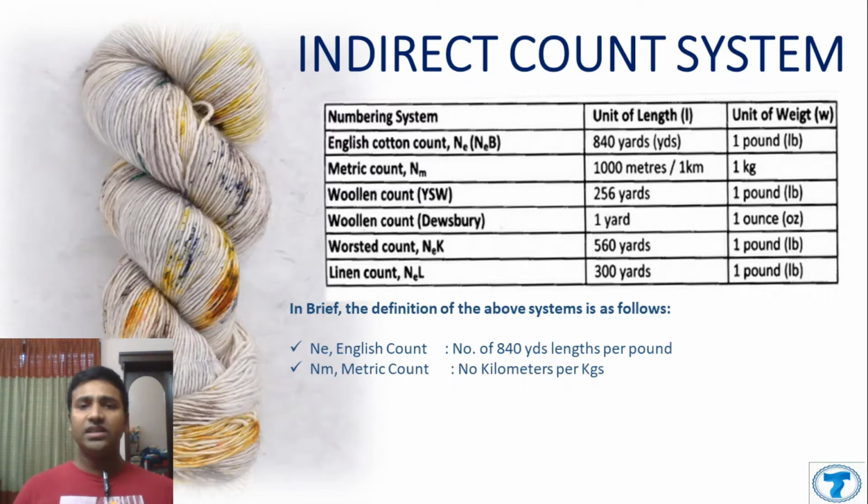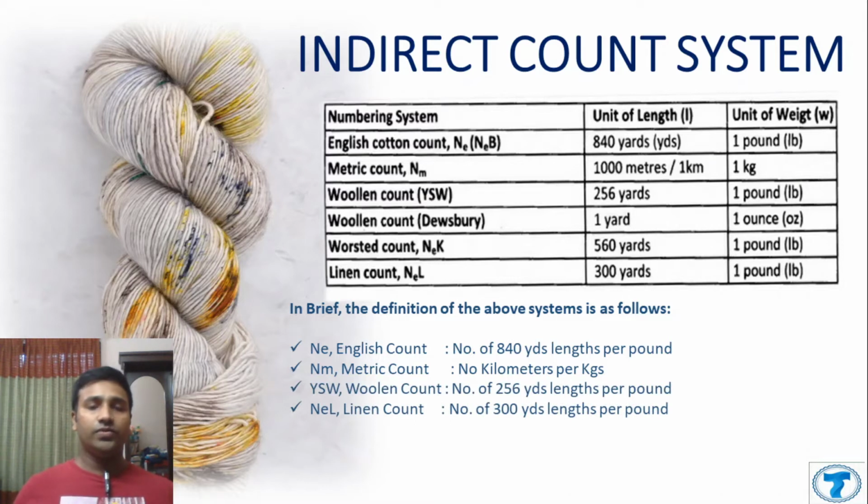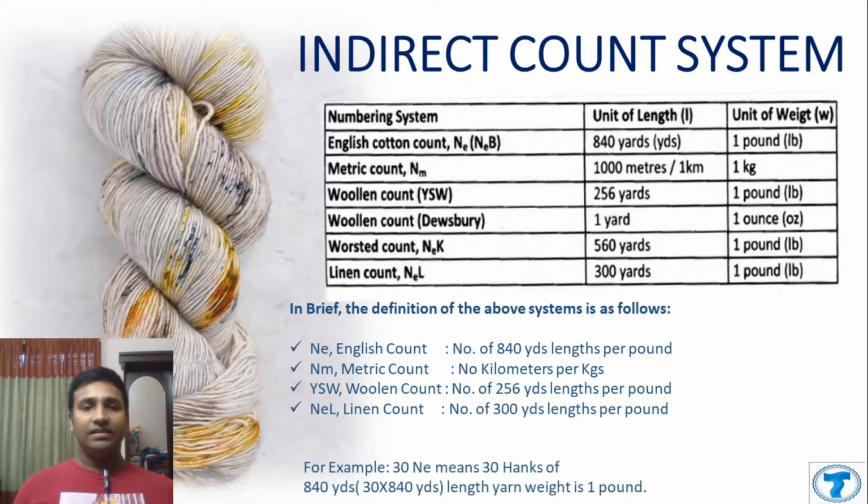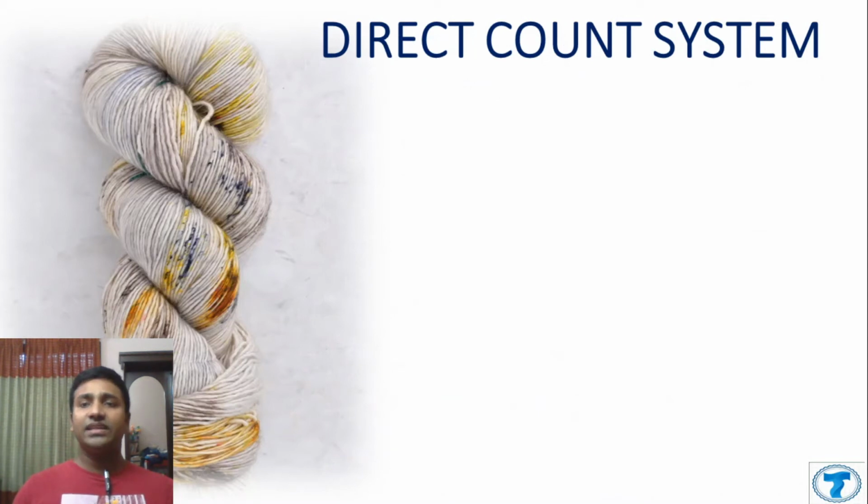If we think about the metric count, it's similar. The number of kilometers per kg is the metric count of that yarn. Similarly for the woolen count and the linen count. For example, 30 NE means 30 hanks of 840 yards length of yarn in a weight of 1 pound. That means in 1 pound you will get 30 hanks of 840 yards length of yarn in 30 NE yarn. Let's discuss the direct count system.